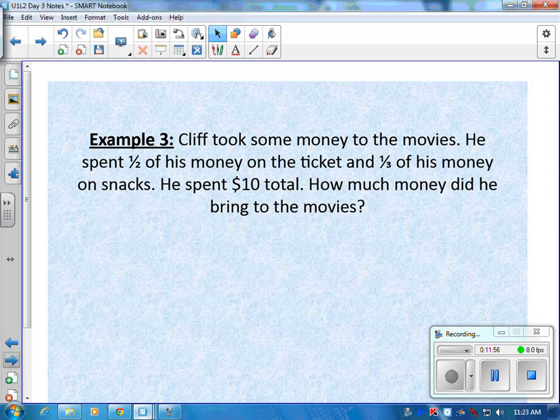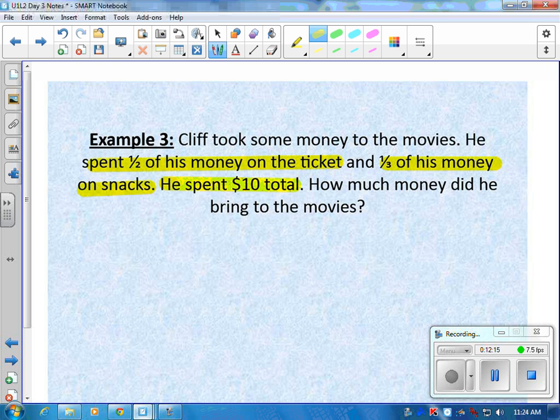All right, let's move on and look at the next type of problem. What's something important that I need to know from this problem? Jacob? Split half the money on the ticket and a third of the audience. Zach, what else do I need to know? What else do I need? Graham?